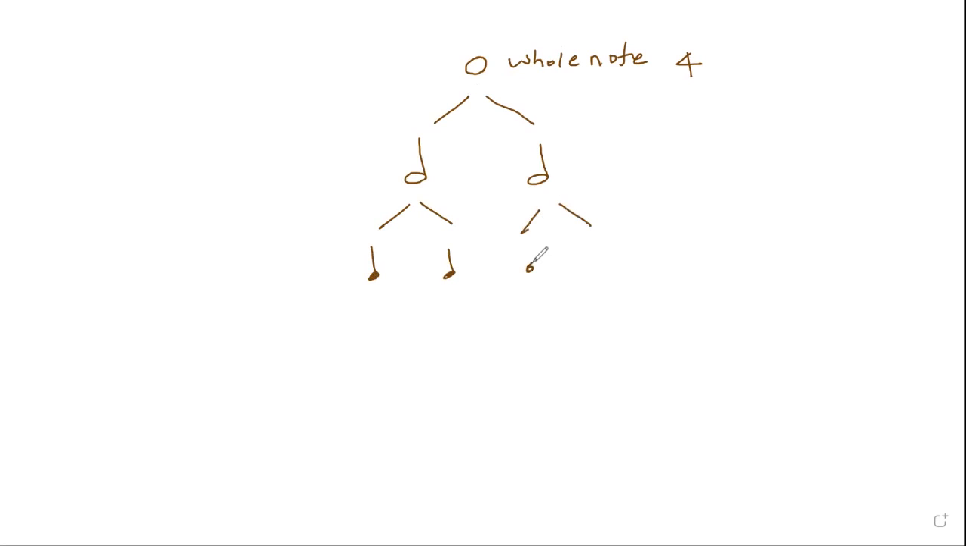Okay, so let's look at this one. This is a whole note, and its value is 4 beats. Okay, and then you can divide it into 2 half notes, because this is 2 beats and this is 2 beats. And then you can divide it into quarter notes. Okay, then you can see one whole note, we have 4 quarter notes.